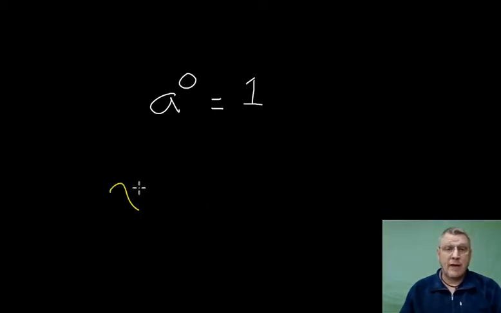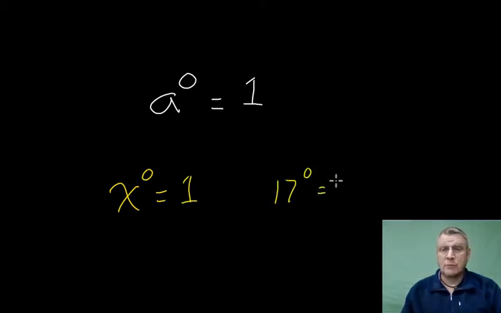So if I have x to the 0 power, that equals 1. If I have 17 to the 0 power, that equals 1. Anything to the 0 power is 1.